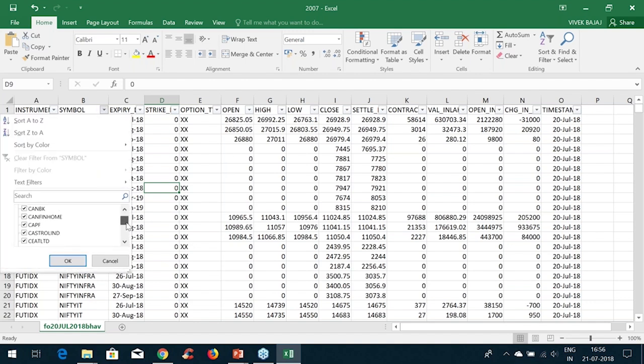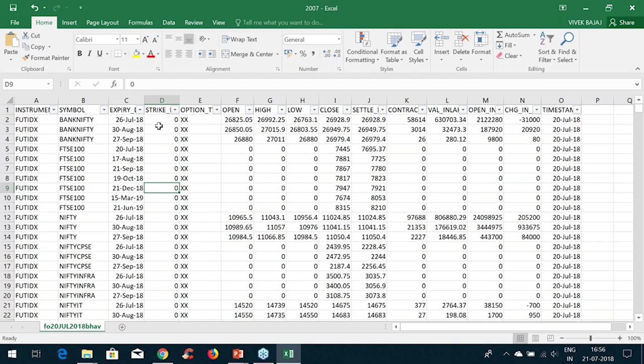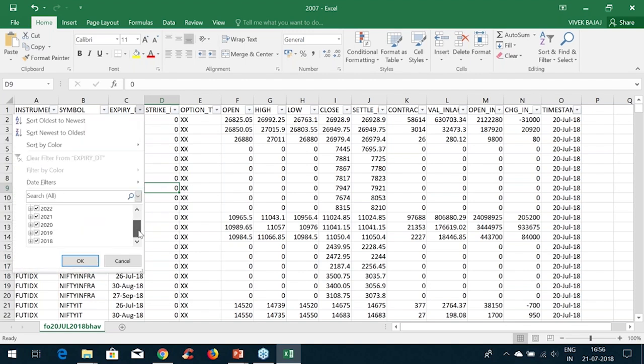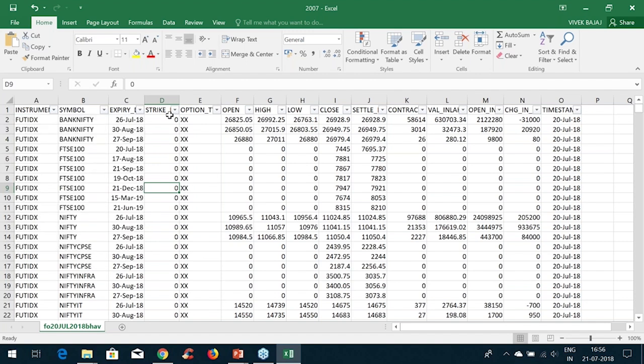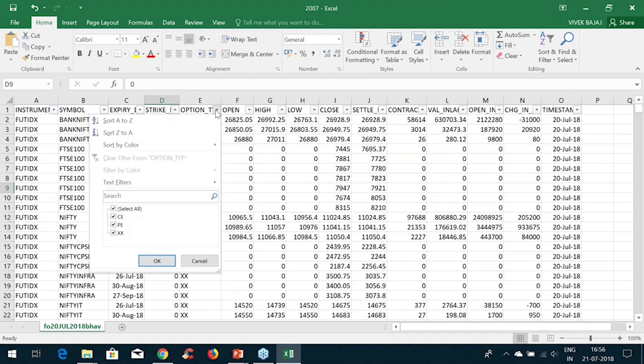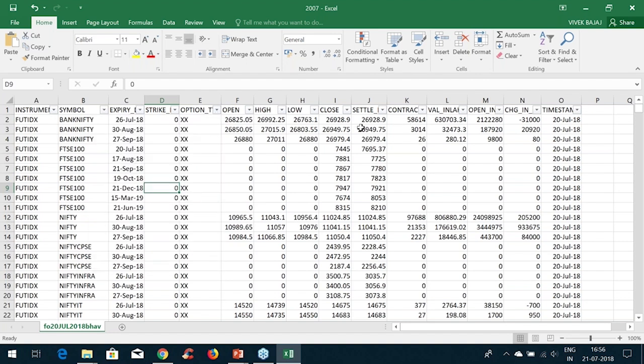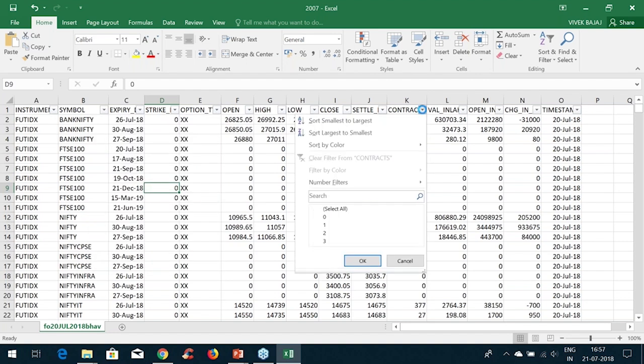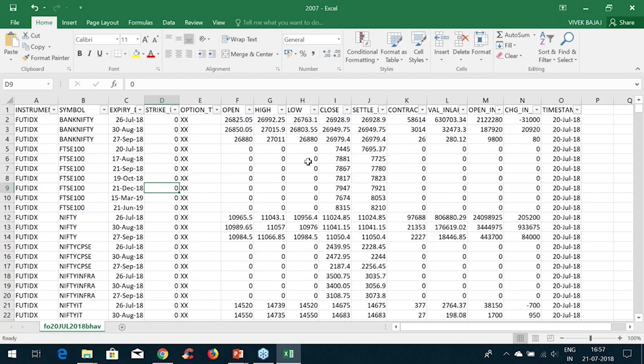Then you have different symbols. You can restrict your analysis to a specific symbol. Then you have different expiries available. So you can filter your analysis on the basis of expiry, strike price, option type, open, high, low, close, settle price, and contracts traded. This means how many contracts were traded today in that particular underlying.